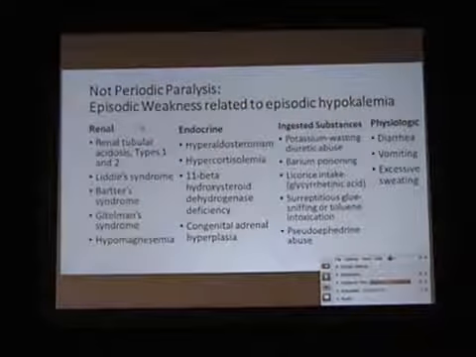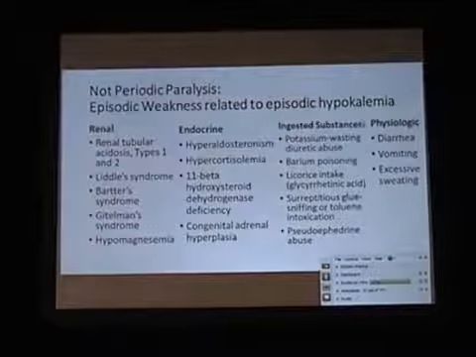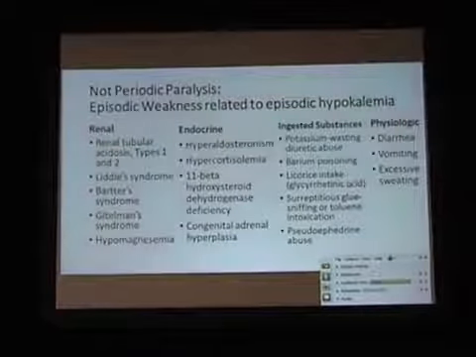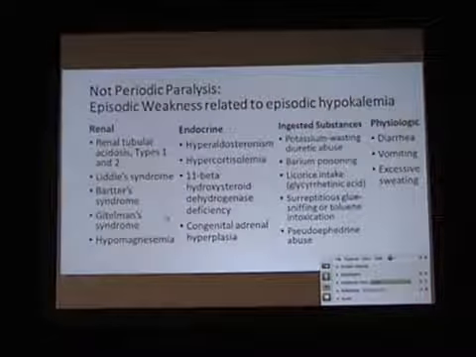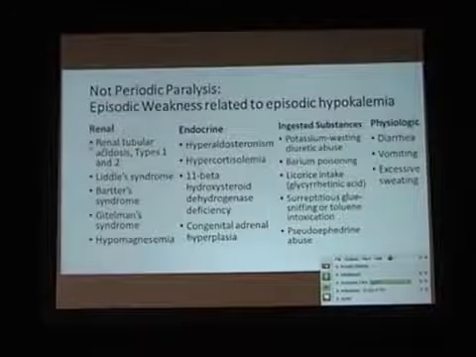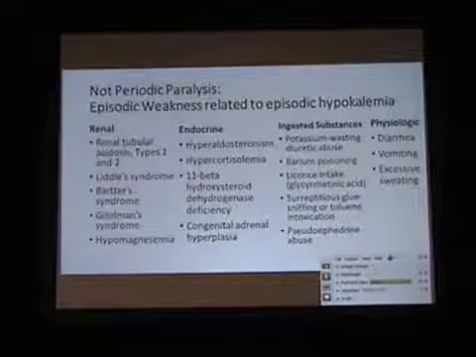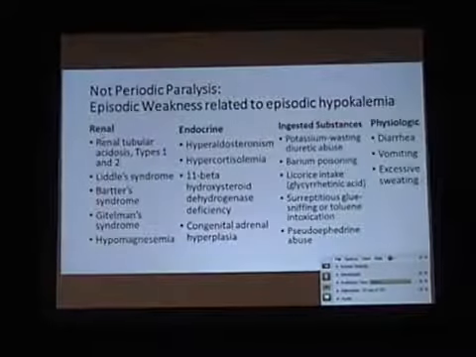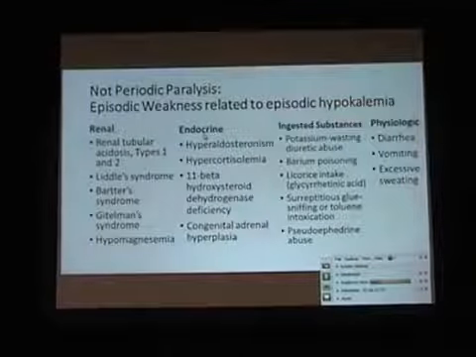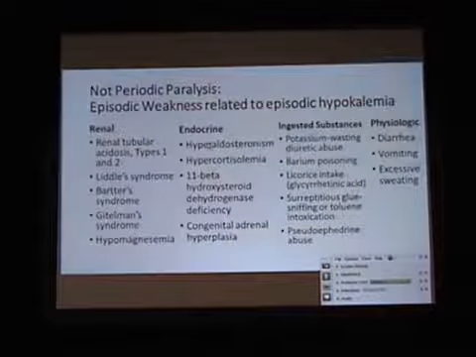If it's not periodic paralysis, but you get episodic weakness related to episodic hypokalemia, now the honest truth is that probably it's going to be none of these, because all of these are super rare. I don't know how rare relative to periodic paralysis, but probably at least as rare. But you can have a whole list of kidney disorders, for which you can test most of them. A whole list of endocrinological disorders. You can test for those with blood tests and things.